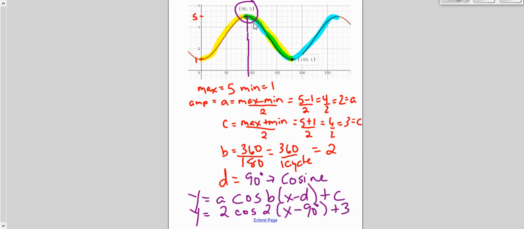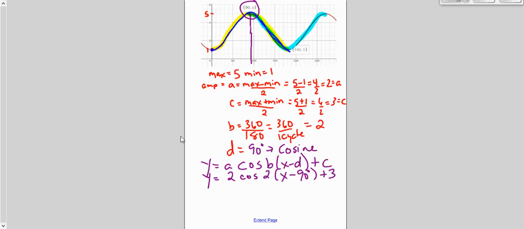So there's my equation. Now let's say I wanted to write a sine equation or a negative cos equation. I didn't have to pick cos; I could have picked negative cos. If I picked negative cos, then I probably want to take a look at the graph that starts here and goes up and down. That's kind of like an opposite cos, right? Because cos starts high, goes low, then high. This one started low, then high, then low. So that's a negative cos.